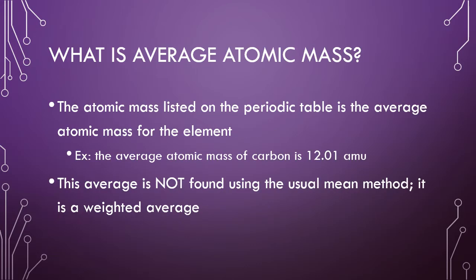So, what is the average atomic mass? The atomic mass that is listed on the periodic table is actually an average atomic mass. You'll notice most of them are not whole numbers as we traditionally see for mass numbers. For example, the average atomic mass of carbon is 12.01 AMUs. This average is not found using the traditional method you would think of when you hear the word average. This is actually a weighted average, much in the same way that your semester grades are calculated using your quarter grades and your exam grade.